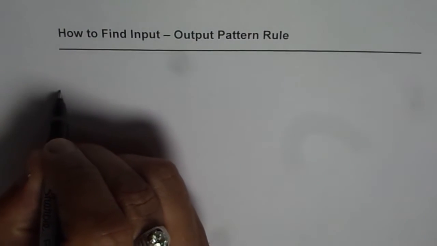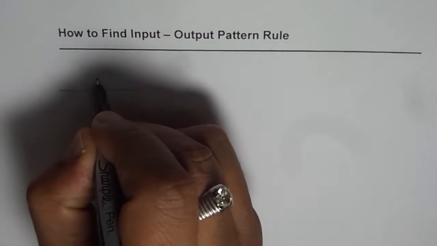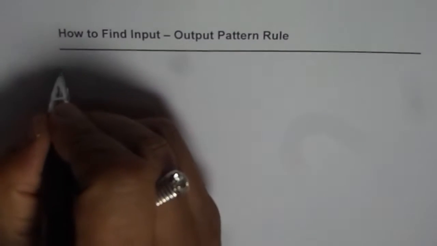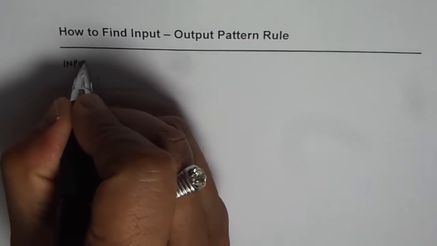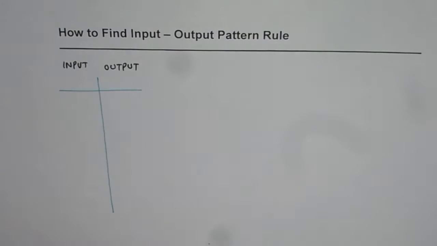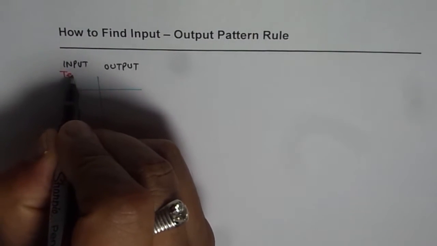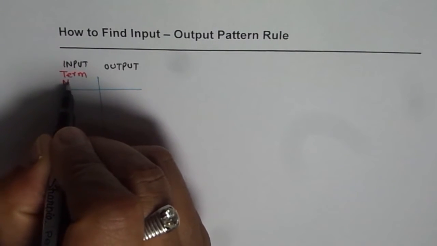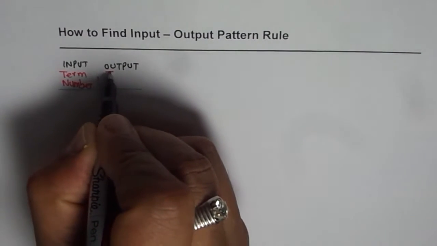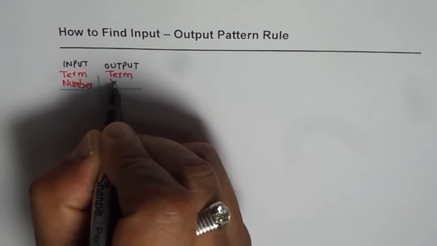So let us say we'll make a T table. In this T table we have inputs and outputs. At times we refer to inputs as term numbers. So let me use the word term number. So we have term number, and in that case the output will be term value.